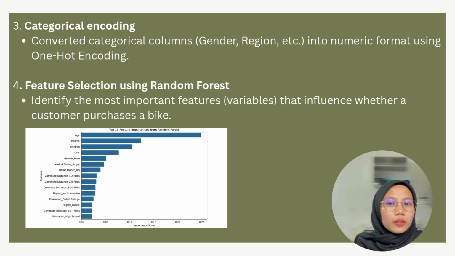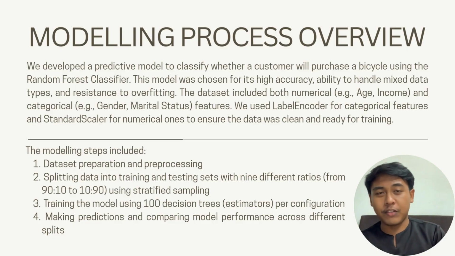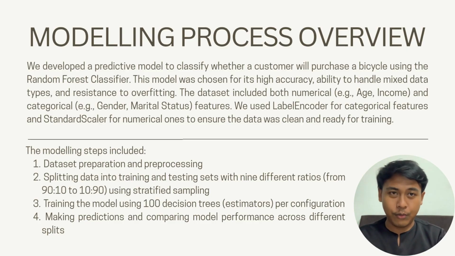And then for the last one, we perform feature selection using the random forest feature importance method. Basically, we identify the most important features or variables that influence whether a customer purchases a bike. So we can see here the most important feature that influences whether a customer purchases a bike is age. For this part of the project, our goal was to predict whether a customer will buy a bicycle based on their demographic and lifestyle attributes.